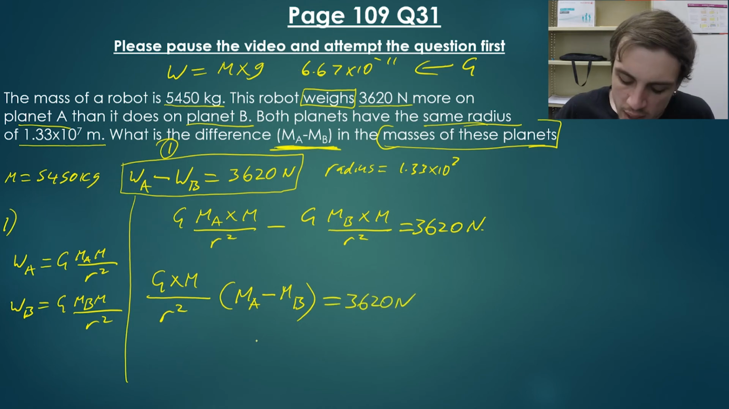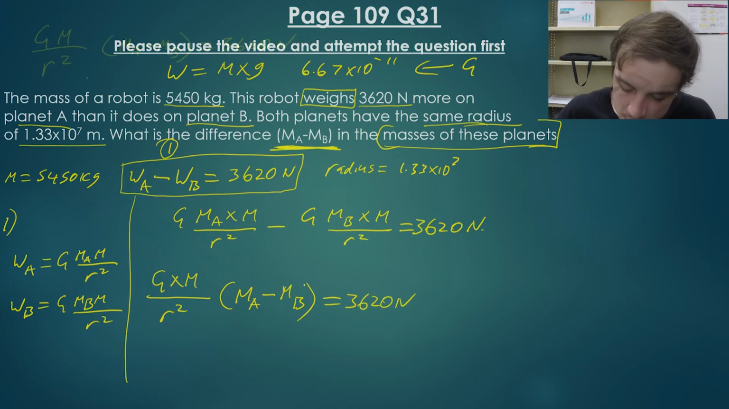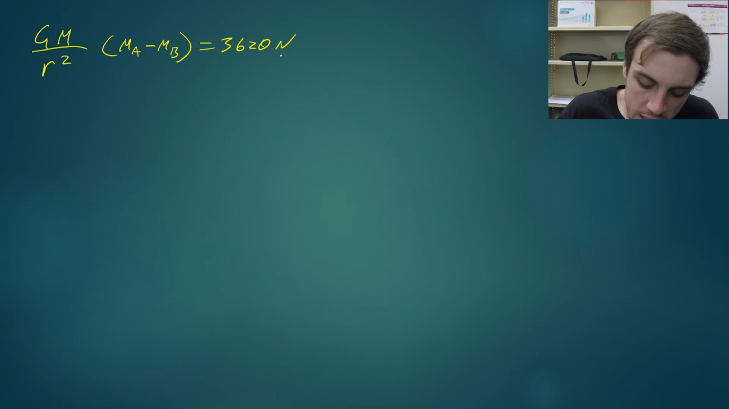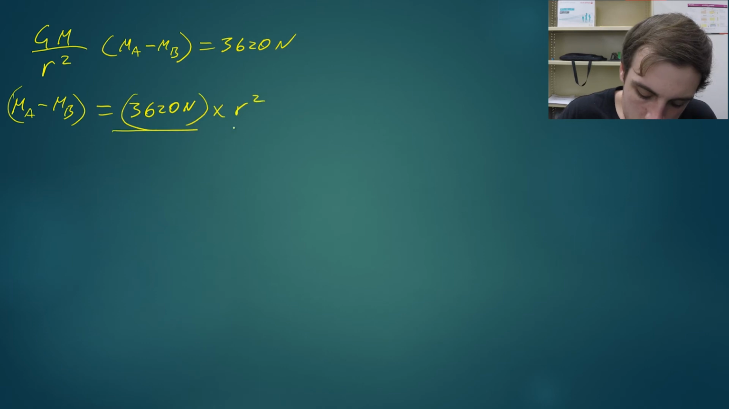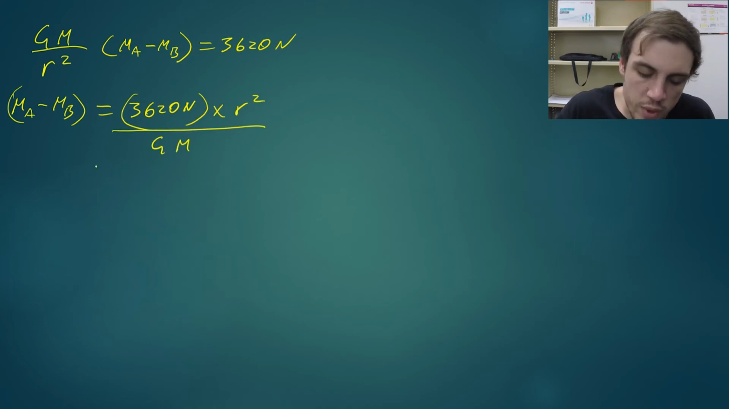So we can just rearrange to isolate this. Okay, so we rearrange this by going 3620. So we've got our radius, which is a divide. So that's going to turn into a multiply. And then we're going to have our G and M, so gravity constant, and our mass of the robot. So that's going to turn into a divide. So that's going to give us this rearranged formula as we can see here.